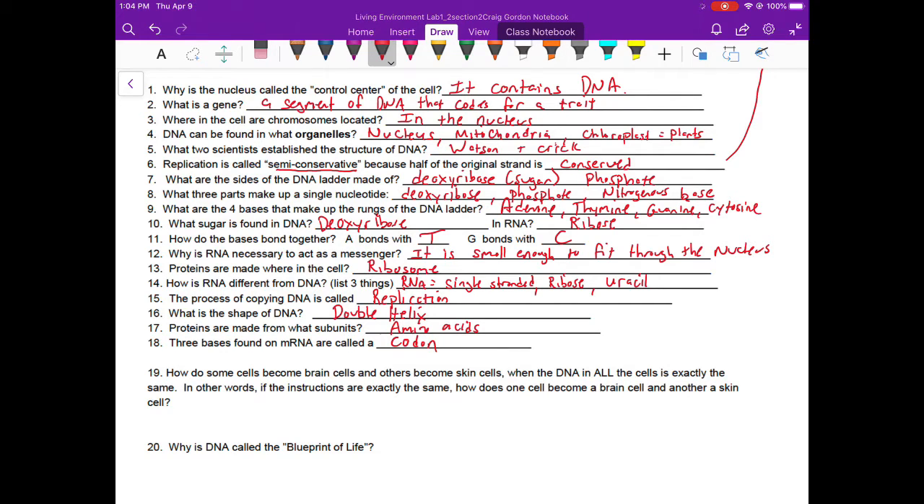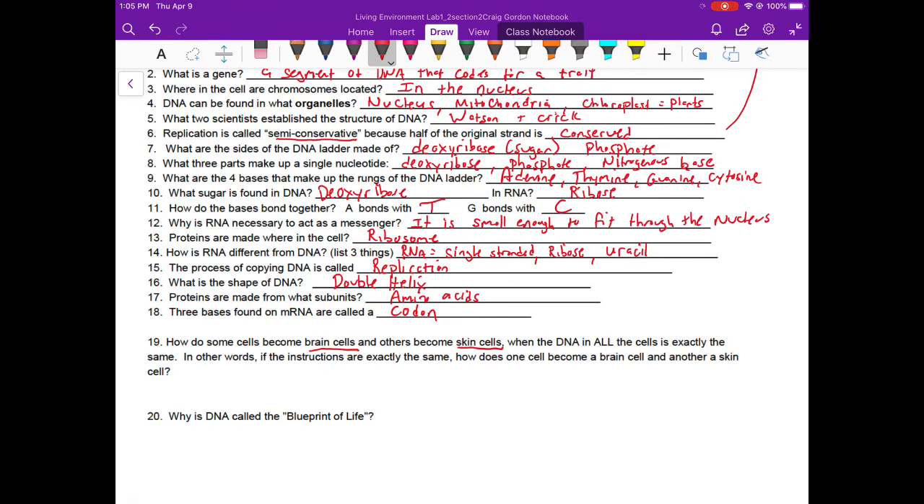All right, so how do some cells become brain cells and others become skin cells when the DNA in all the cells is exactly the same? So this is how it works. You have all of the DNA found in every single cell of your body, except for sex cells, where you only have half. You have certain parts of the DNA that are expressed in certain cells. So, for example, brain cells will express certain genetic information to allow them to do their job, whereas skin cells will then express different genetic information.